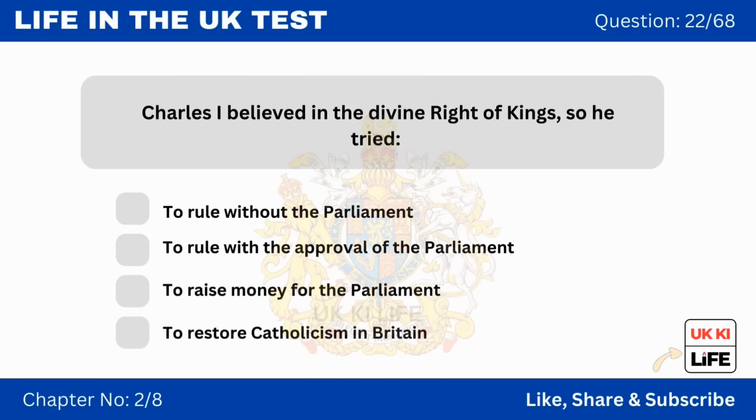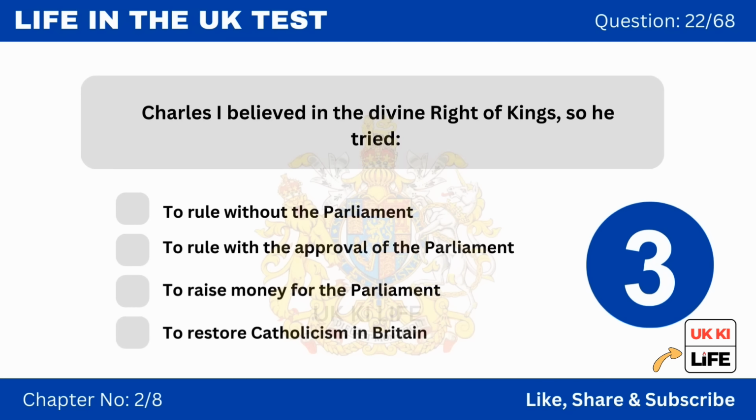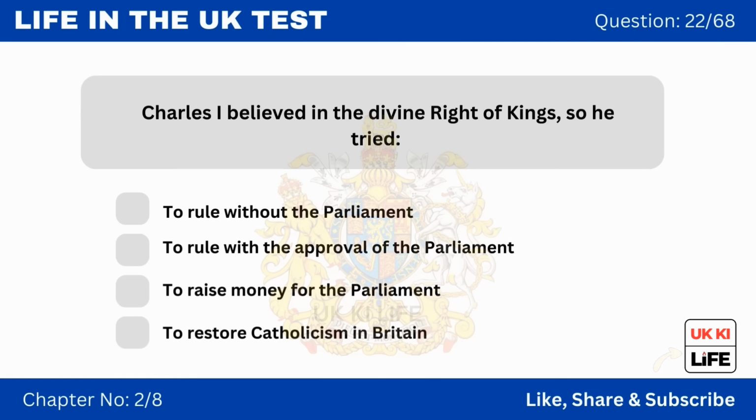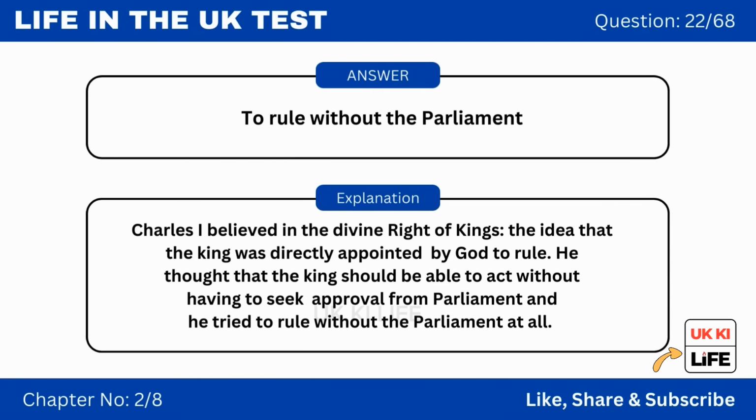Question 22. Charles I believed in the divine right of kings, so he tried to rule without the Parliament, to rule with the approval of the Parliament, to raise money for the Parliament, to restore Catholicism in Britain. The correct option is A. Explanation. Charles I believed in the divine right of kings, the idea that the king was directly appointed by God to rule. He thought that the king should be able to act without having to seek approval from Parliament, and he tried to rule without the Parliament at all.